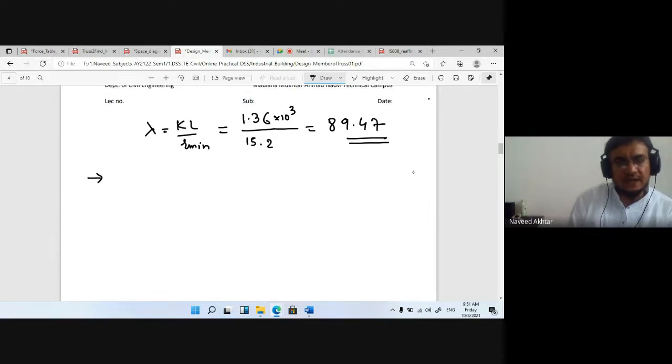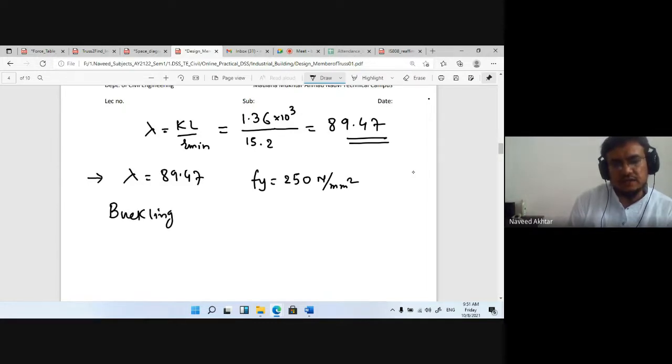You know the lambda, that is 89.47. You know the fy, 250 Newton per mm square. You know the buckling class for any angle section is C class. So from where you have taken all this?